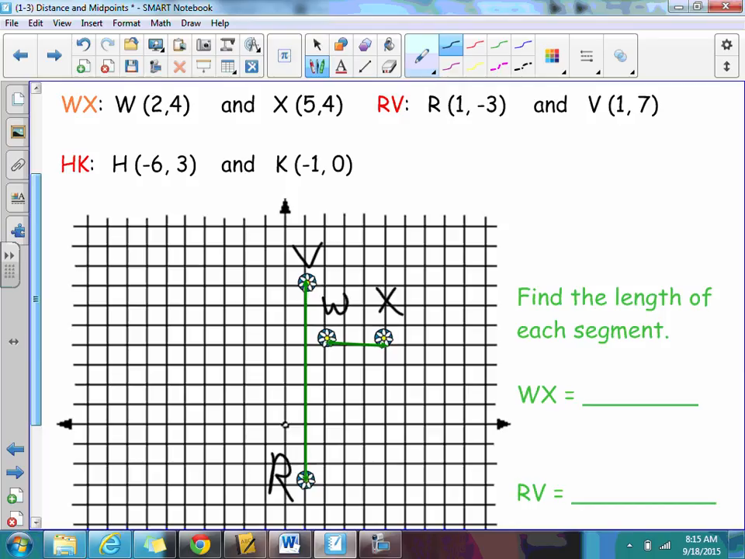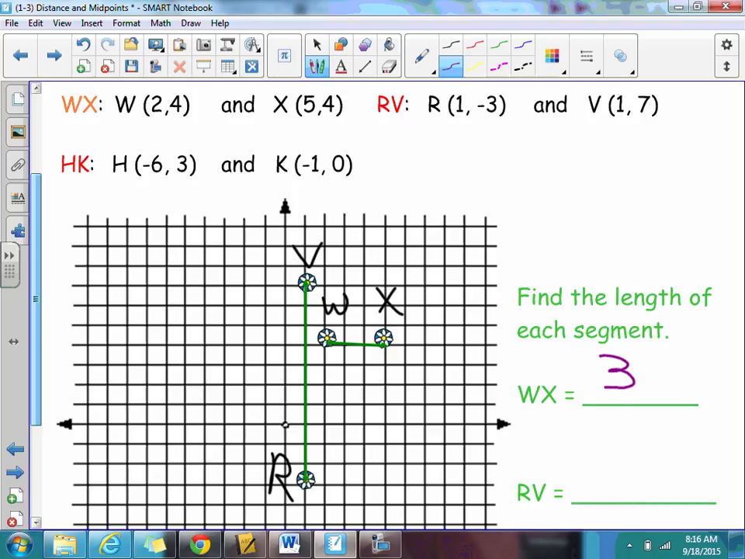And these are pretty easy to find the distances, right? If I want to find the distance from W to X, what am I going to do? You just count. What do I get? 3. And I can do the same thing for RV, can't I? I can just count. When I count, what do I get?